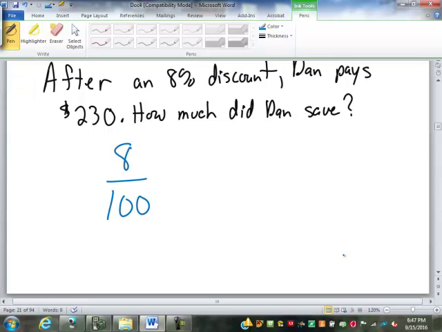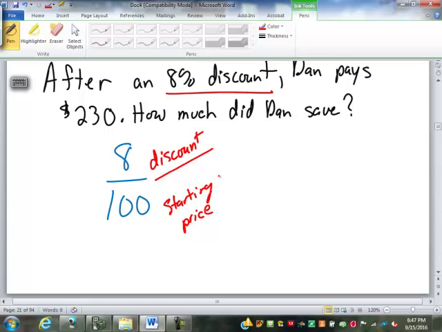So we have 8% here. It's 8 over 100. Let's look at defining what each of those represents. The 8% here obviously represents the discount. What's the 100% represent? The starting price, right? The list price, starting price, however you want to put it. The actual words you use don't matter as long as you understand what it stands for. We are looking for how much did Dan save. That is the amount of the discount, right?